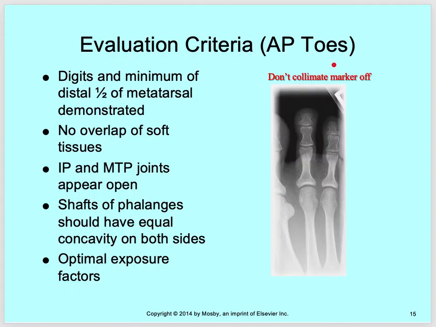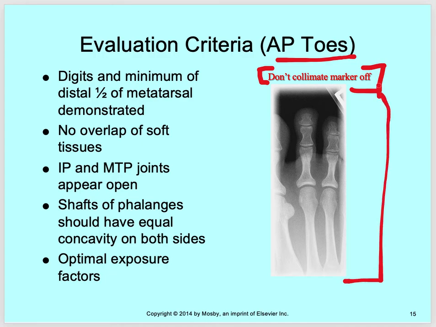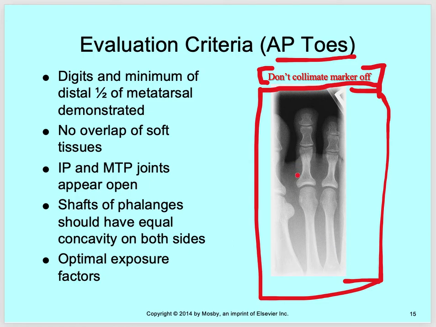So your evaluation criteria for your AP toes, most important here, don't collimate off your marker. Make sure that your marker is in there, and if you have to open your collimation a little bit wider to include that marker, that's okay. Usually that way you'll get a toe on either side of the injured toe.